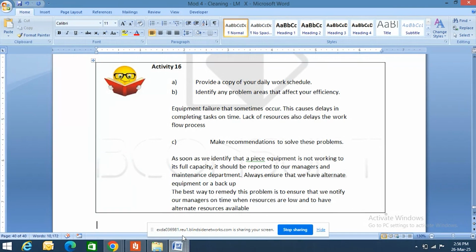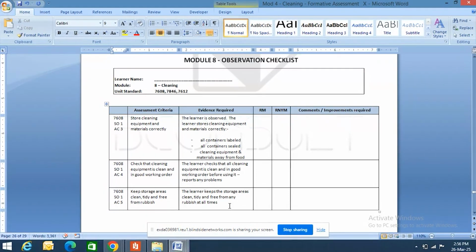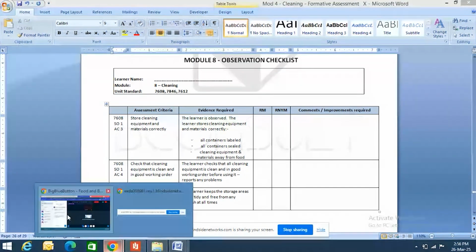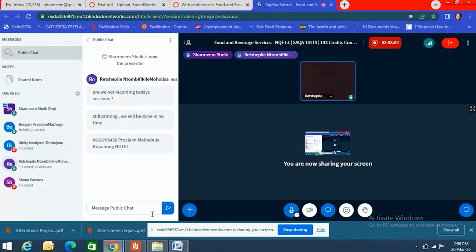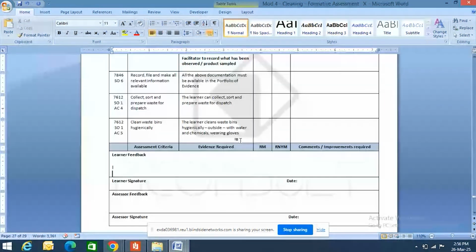Retsepile, will you do me a favor, please? When we are done with the admin for the summative assessment, could you please take pictures and post them in the group so that the guys will know the dates, for all the learners that are not here. So I should take pictures of the admin we're going to be doing in the summative assessment? I'll tell you which ones.